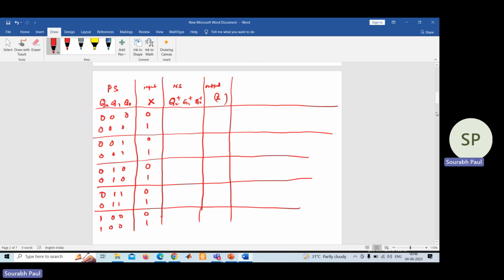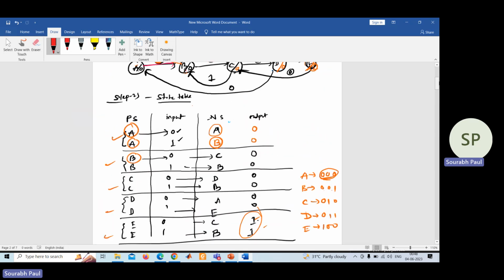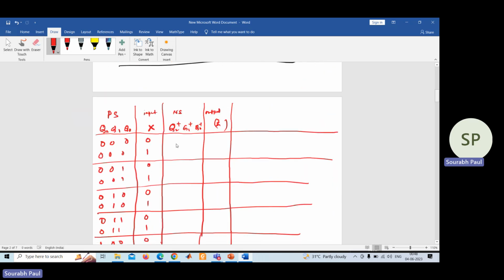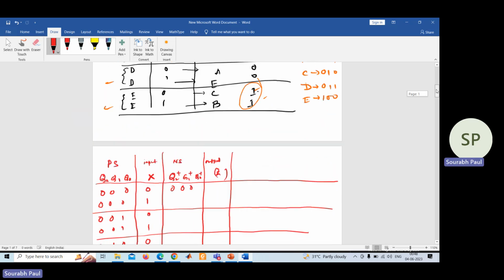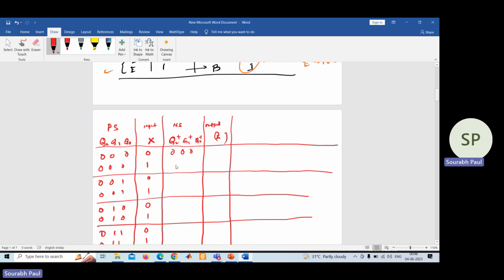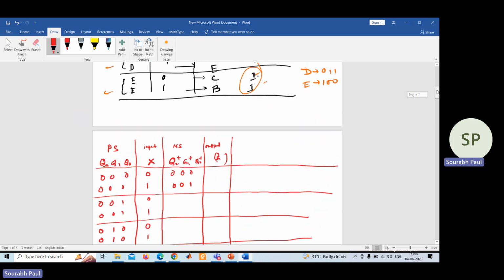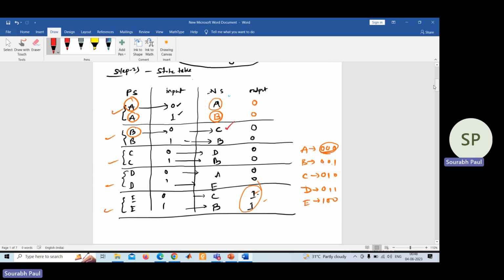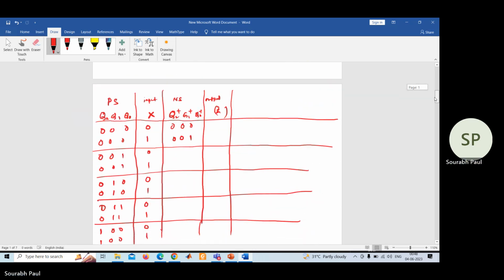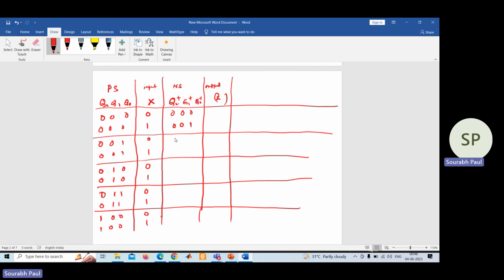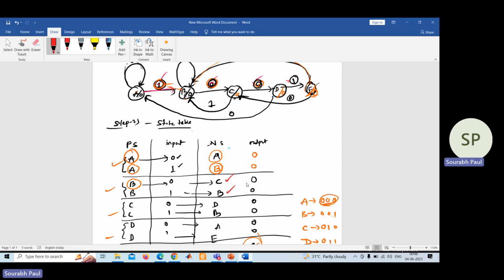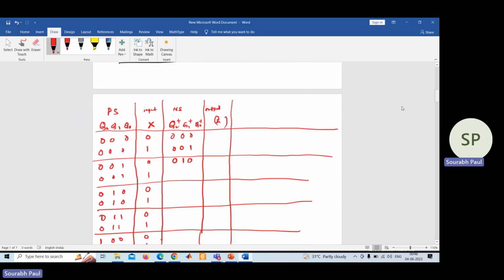Okay, so if you just see this table, if the present state is A, input is 0, the next state is A. A means you need to replace this A by 000. Then next one is B. B means you need to replace it by 001. And the next one is C. C means it has to be replaced by 010. Then what you have? You have B. B means it has to be replaced by 011.